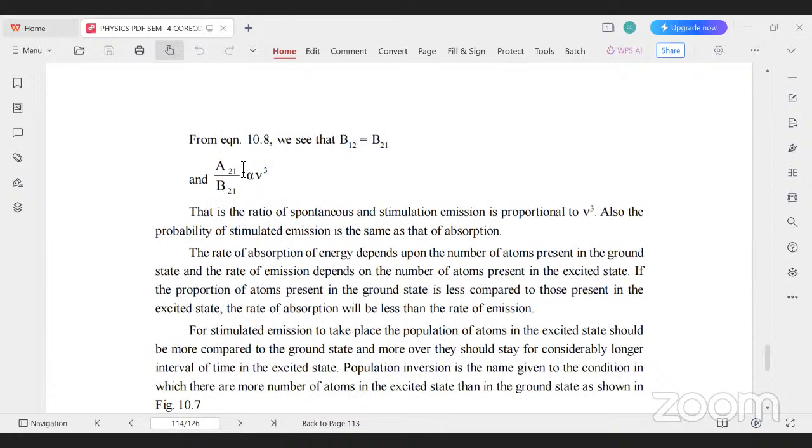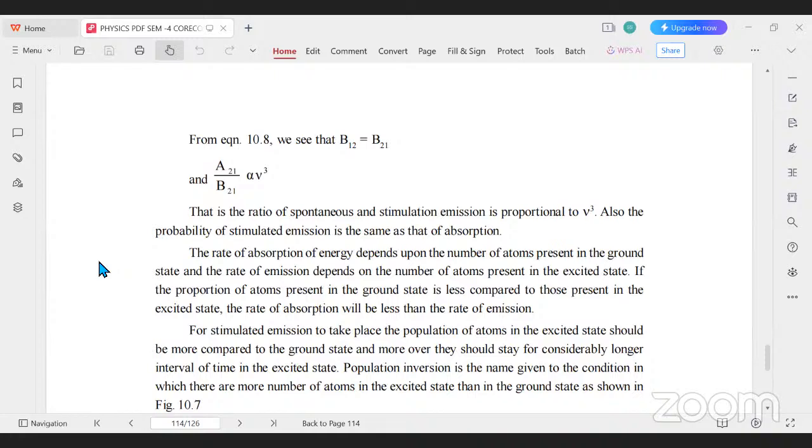If the proportion of the atoms is such, the rate of absorption will be less than the rate of emission. Otherwise the rate of absorption will be more than the rate of emission. So for stimulated emission to take place, the population of atoms in the excited state should be more compared to the ground state, and moreover they should stay for a considerably longer interval of time in the excited state.